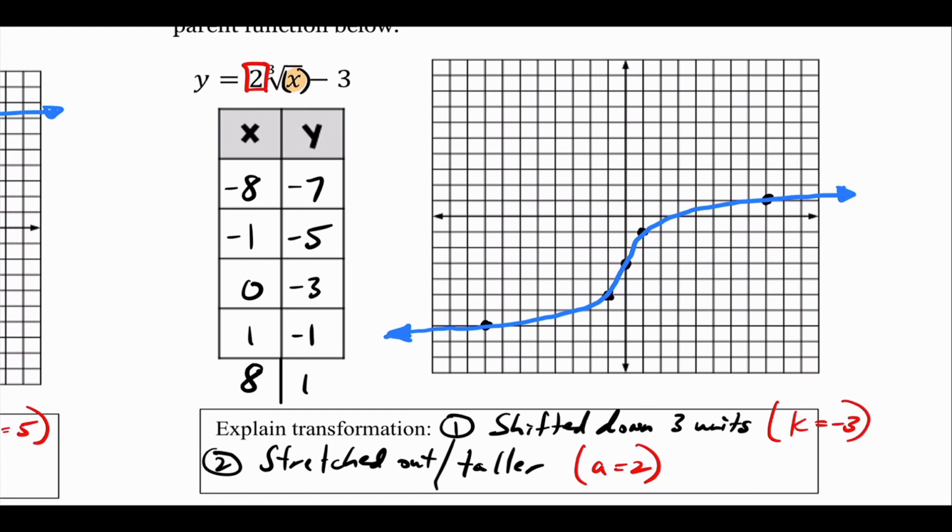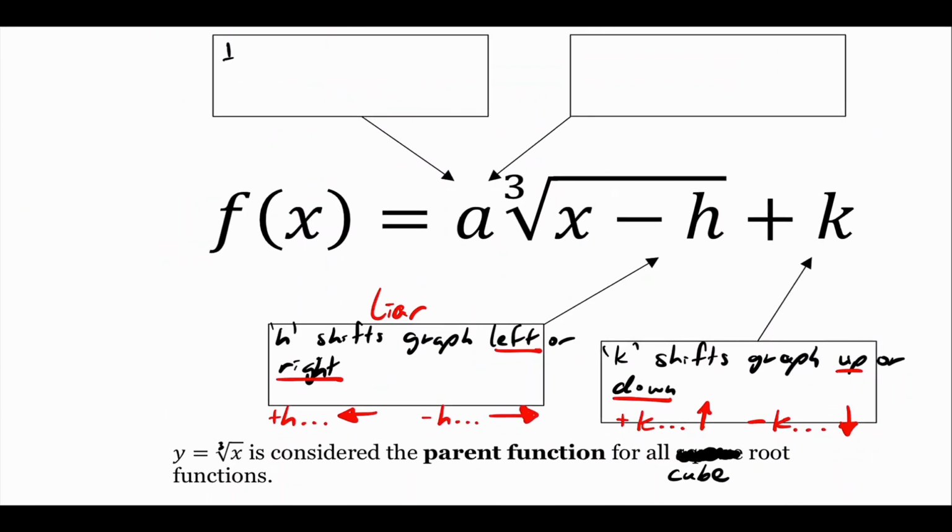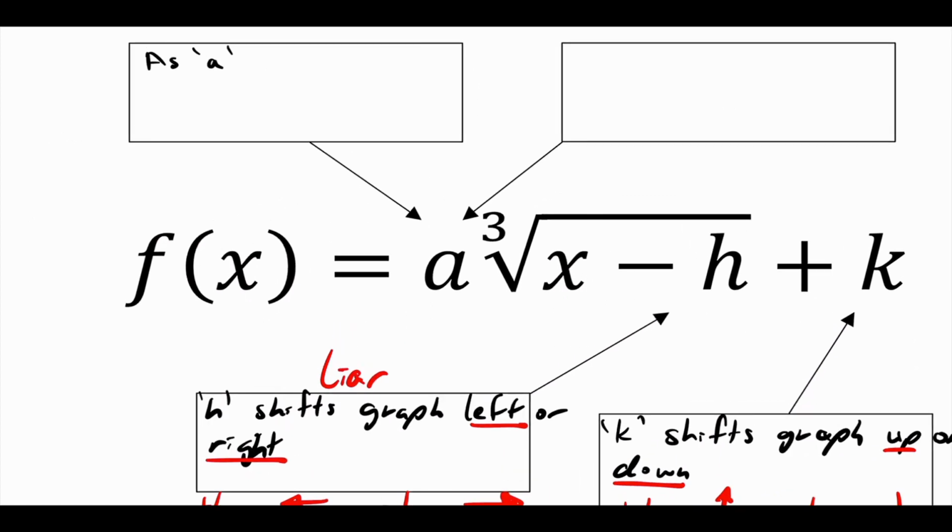Okay, so let's go put that in A's box. A's got 2 boxes because A's got 2 jobs. As A grows, graph will stretch taller. As A grows, graph will stretch or get taller.